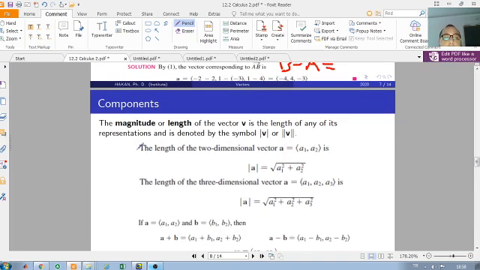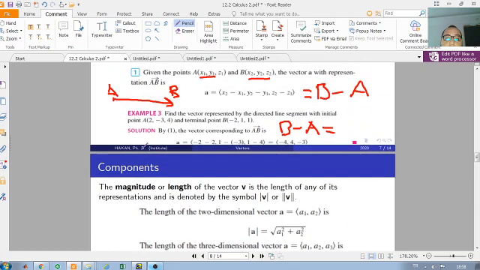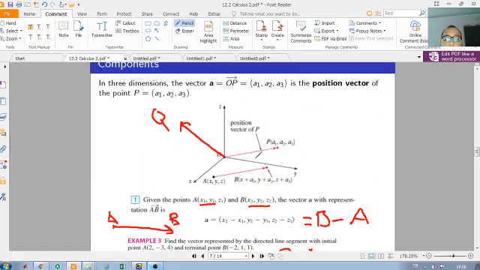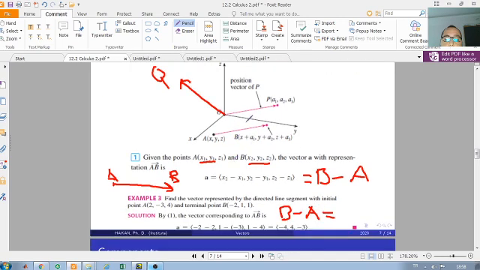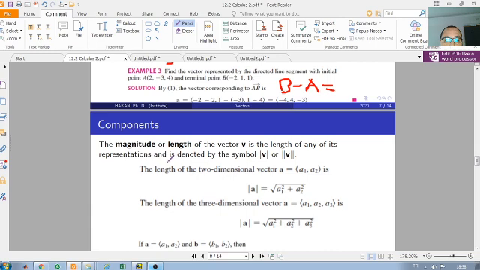And the magnitude or length of the vector V is the length of any of its representations. Namely, we have two vectors here, for example. Just by finding the length of one of them, we can find the other length for the other vector. It is denoted by the symbol in this form or like this.